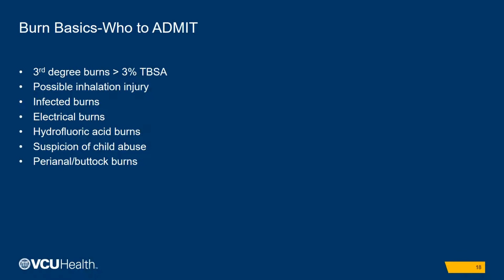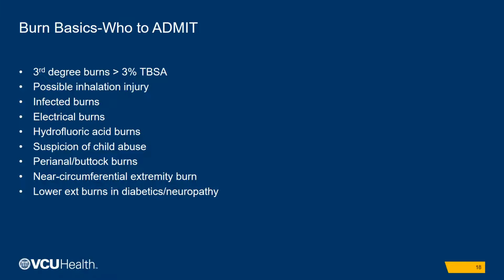Anyone with areas that are extremely sensitive, such as the perianal region, buttock burns, genitalia burns, or any extremity burn that's near circumferential where I may be concerned about a compartment syndrome developing as a result of the eschar, as a result of the burn itself, needs to be admitted for monitoring. Anyone with lower extremity burns who wasn't able to feel that injury when it happened because of some kind of neuropathy, like a diabetic neuropathy, should be admitted to the hospital to undergo a course of wound care. Those wounds are often going to evolve and be a lot deeper than initially meets the eye.